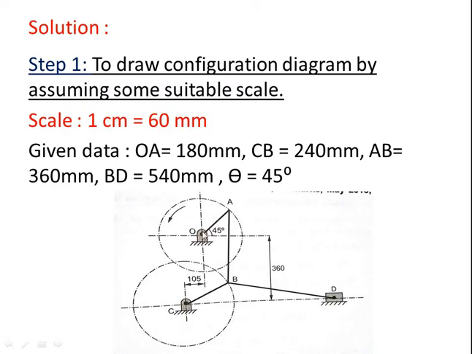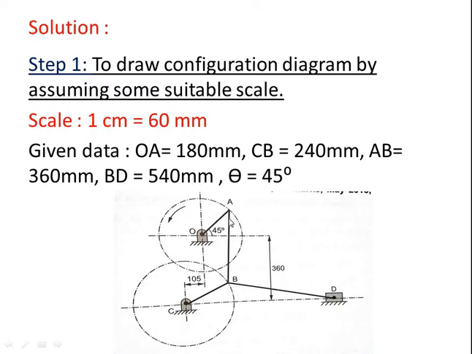Now from O, draw angle of 45 degree, and on that line at 45 degree, take distance equal to OA. So here OA is given 180 mm. So here we will take 3 cm for OA. Now we got A point. Now take compass and take distance equal to AB in a compass. So AB is given 360 mm. So convert it into scale 6 cm.